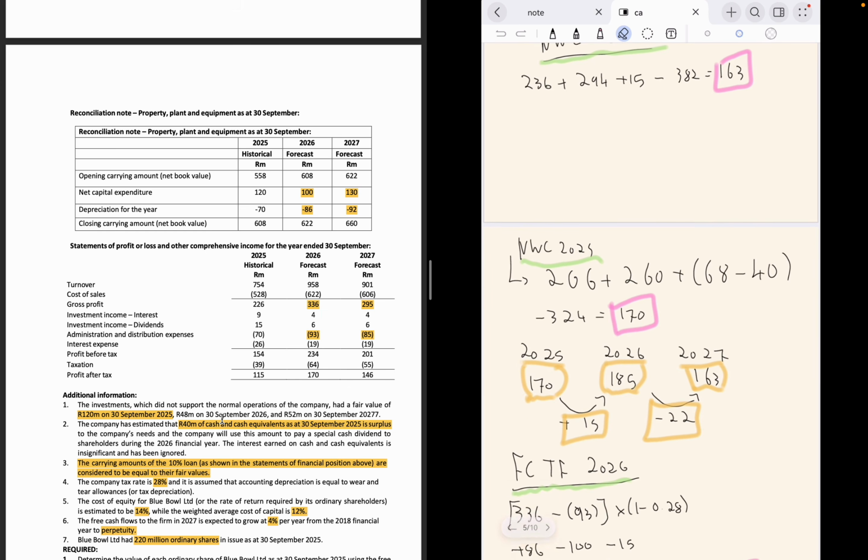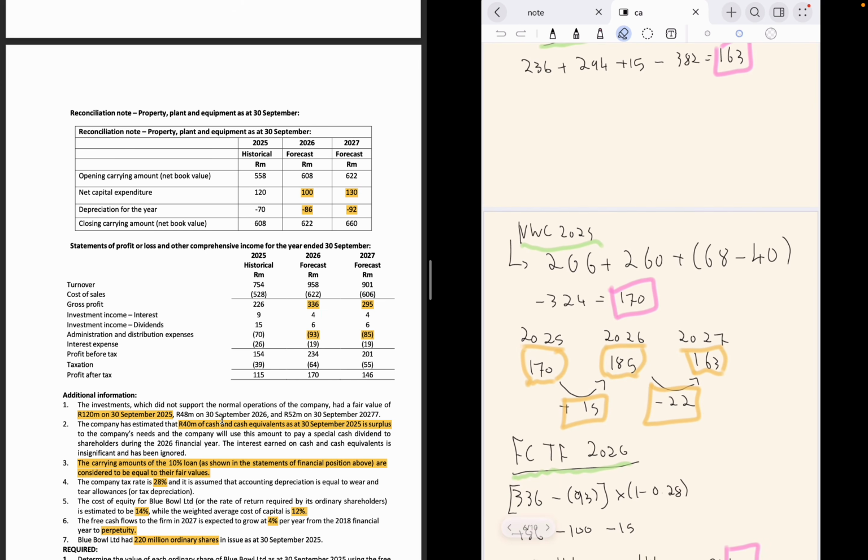Then we want to know what is our investment. So this, what I have here is what is your investment in net working capital? That is how much you spend from year to year. So from 2025 to 2026, it was a positive 15 or 15 million. From 2026 to 2027, 163 minus 185, it's a reduction of 22, so negative 22. Cool, so that's a good setup.